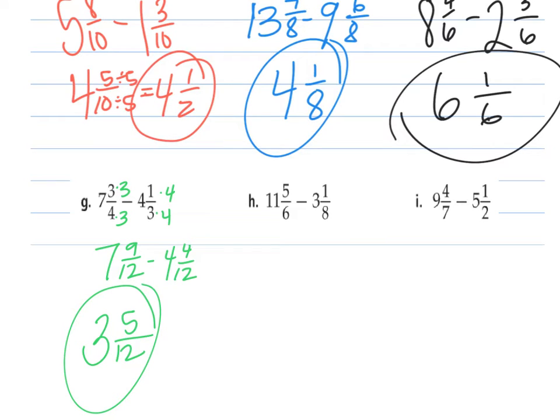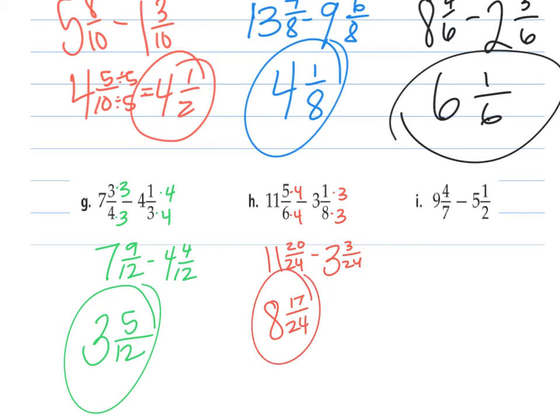11 and 5/6 minus 3 and 1/8. Common denominator between 6 and 8, I know I could use 24. So I'm going to multiply by 4, multiply by 3, do the same things to the numerator. 11 and 20/24 minus 3 and 3/24. Notice the whole number doesn't change at all. I am just changing the fraction. 11 minus 3 is 8. 20/24 minus 3/24 would be 17/24. And that is in simplest form.